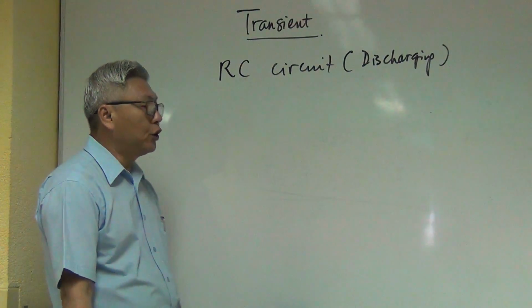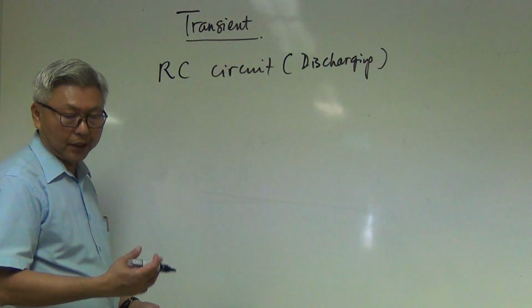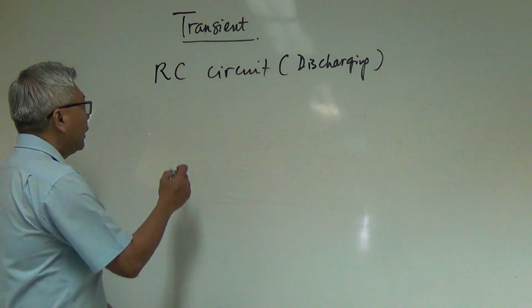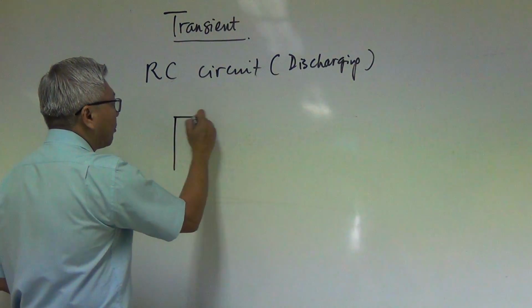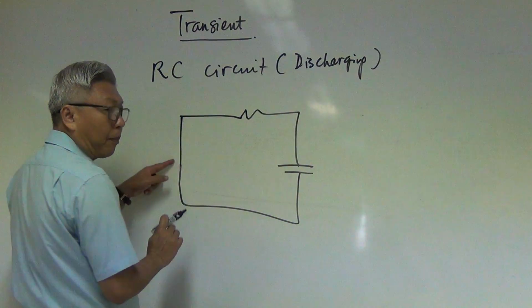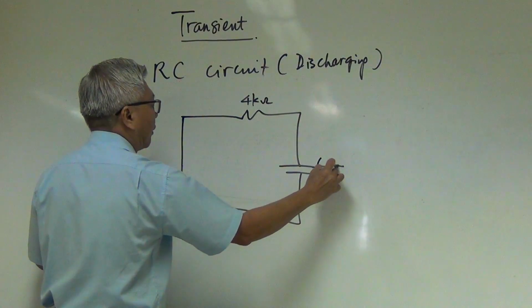Alright, we will now continue with our RC circuit again. Just now we were talking about the charging. That means the capacitor was already fully charged to 20 volts. Now, if I were to remove the power supply, the circuit becomes like this. No more power supply. This is still my 4 kilo ohm, and here is 6 microfarad.